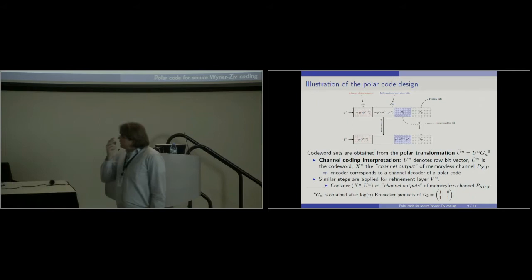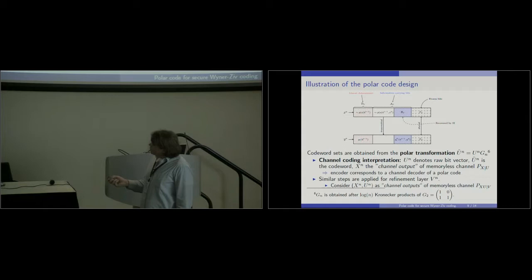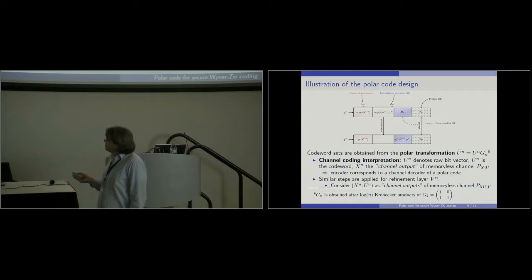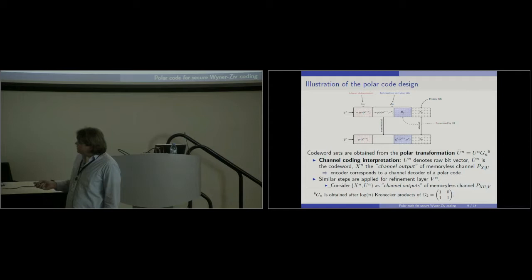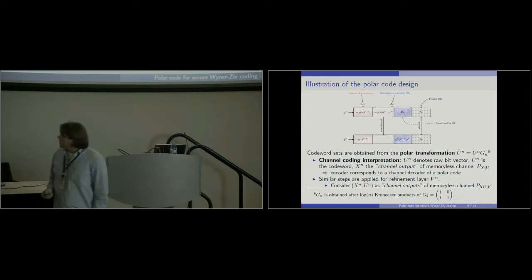On this slide, I try to illustrate the polar code. We only look at the design of the coarse layer, U, and the codeword sets are obtained from the polar code transformation. If you look at a channel coding setting, U^N is the data, the message, and G_N is the transformation, so that we end up with a codeword U^N tilde. G_N itself is a matrix which is obtained after log N Kronecker products of the basic building matrix G_2.